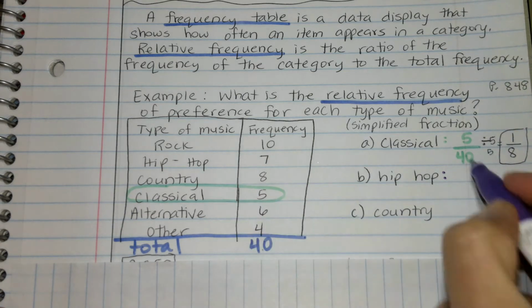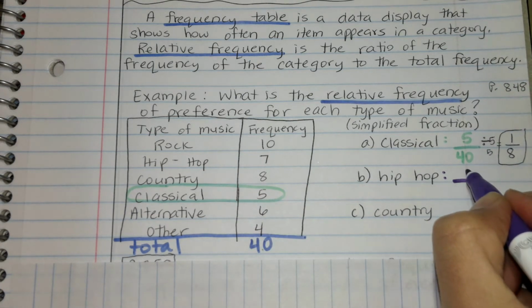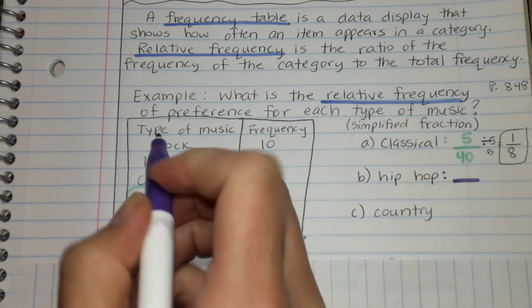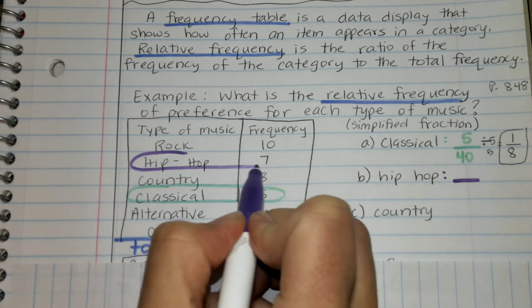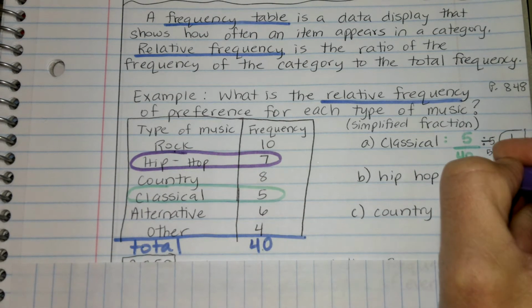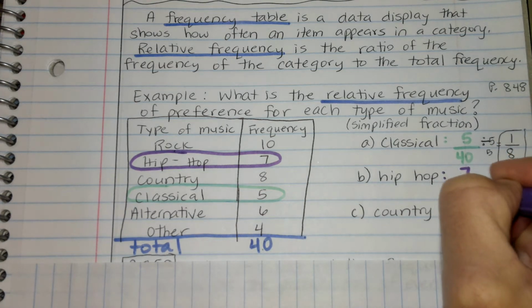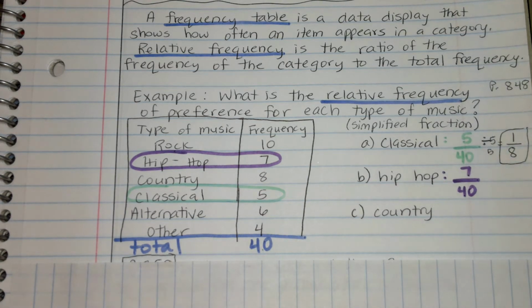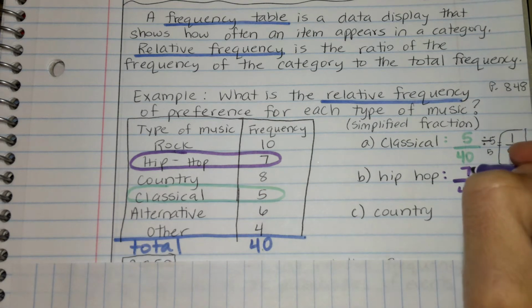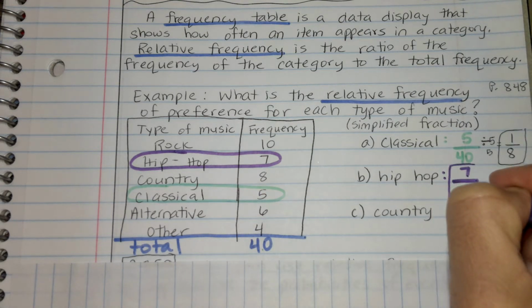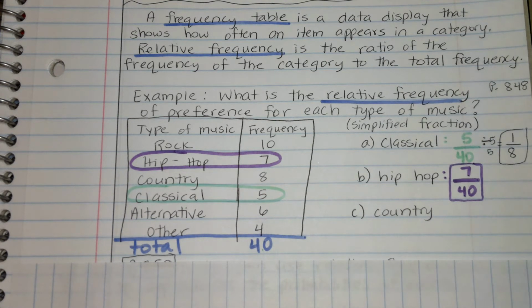So I'm going to make it a fraction, the frequency of people who prefer hip hop over the total frequency. So hip hop is right here. It is 7. So I would have 7 out of the total, which is still 40. I can't reduce that, so that is actually the answer. Those are easier when you don't have to reduce it.